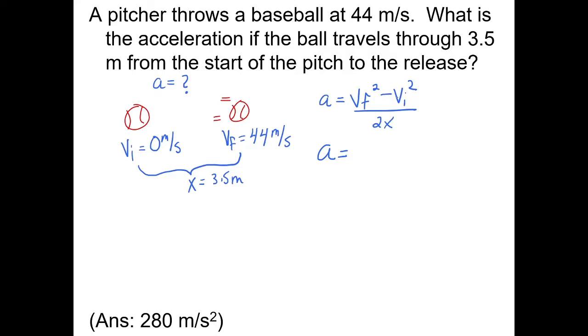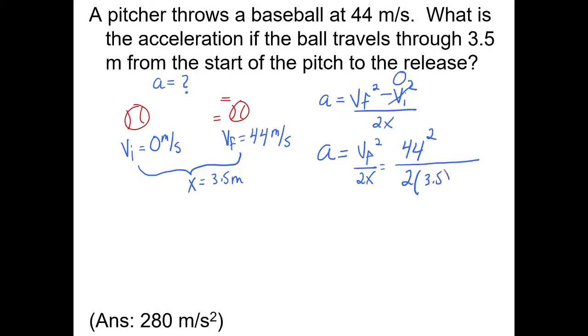Now let's see if anything is 0. Yeah, V initial is 0. So get rid of it. You could put the 0 in when you put the numbers in if you like. I like to get rid of all my variables as early as possible. So V final is 44. We're going to square that.